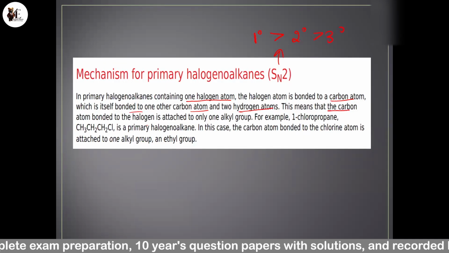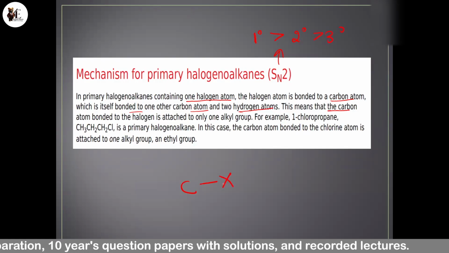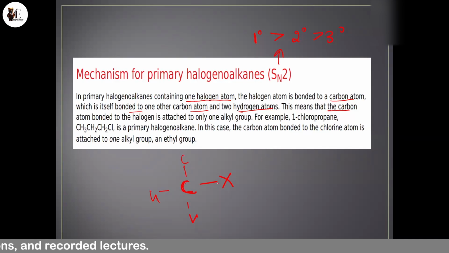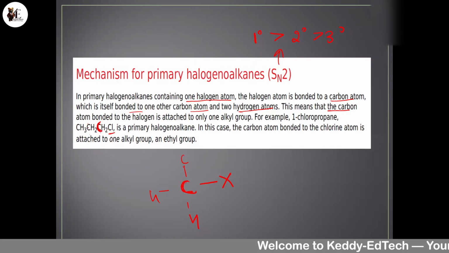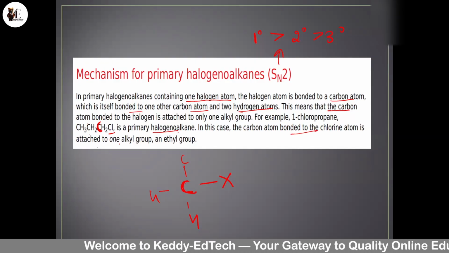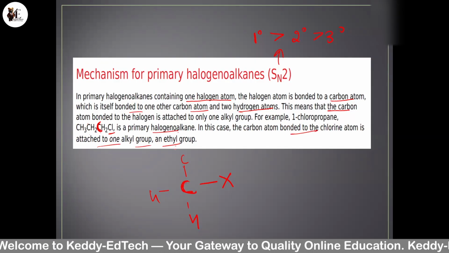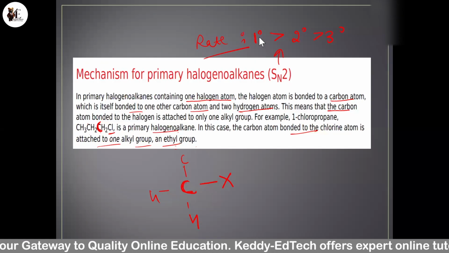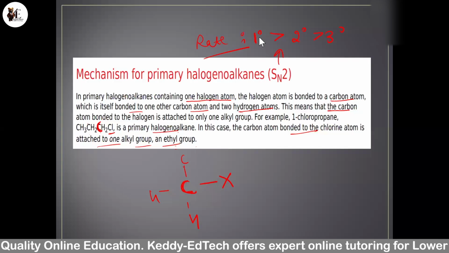This means that the carbon atom which is bonded to the halogen is attached to only 1 alkyl group and 2 hydrogens. For example, 1-chloropropane. If you want to draw 1-chloropropane, it is CH3, CH2, CH2, Cl. So this carbon which is attached to the halogen is connected to only 1 carbon atom. It is a primary halogenoalkane. In this case, the carbon atom bonded to the chlorine atom is attached to only 1 alkyl group, an ethyl group. So remember for the SN2 reaction the rate is 1 degree, then 2 degree, and then 3 degree. So write it down, then we'll see the mechanism.